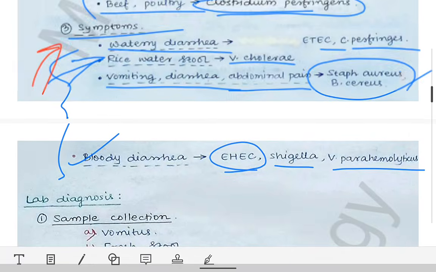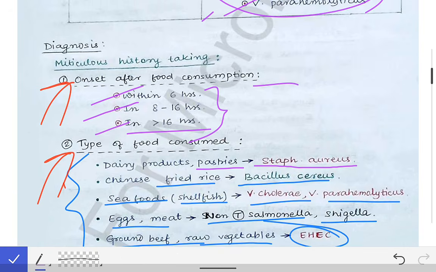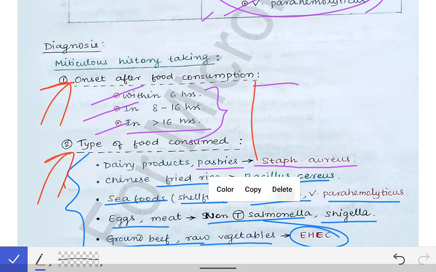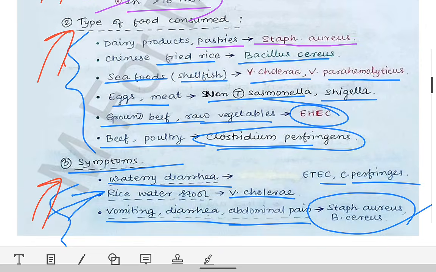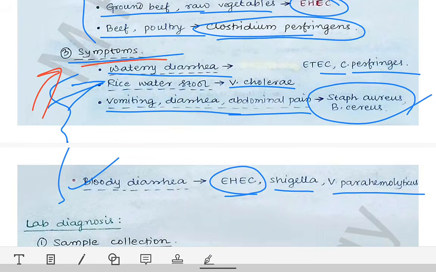Okay, so you have to start with meticulous history taking. You have to take the history of the duration from the food taken till the presentation of the symptoms. That time gap should be asked of the patients, and then you have to ask what type of food they have consumed. And after seeing the food consumed, then you have to ask for the symptoms, what type of symptoms they are facing. Then you have to start with the laboratory diagnosis.